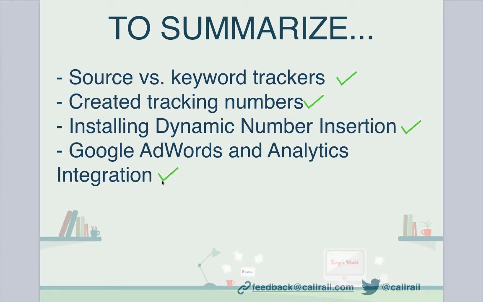Okay, now let's summarize what we've covered so far. We learned the difference between a source tracker, which is used to track a source like Google paid search, and a keyword tracker, which is used to track at the visitor level. Then we created a pool of keyword trackers, and then learned that a minimum of 8 numbers is required to create a keyword tracker, and you can only have one keyword tracker per company. We also learned the importance of installing dynamic number insertion to enable your online tracking numbers that will be used on your site. Finally, we covered that for a Google AdWords integration, a keyword tracker is required, and for Google Analytics integration, a source tracker should work just fine.